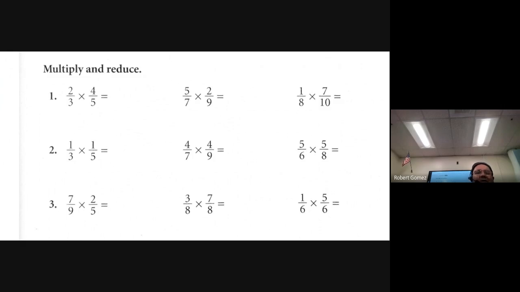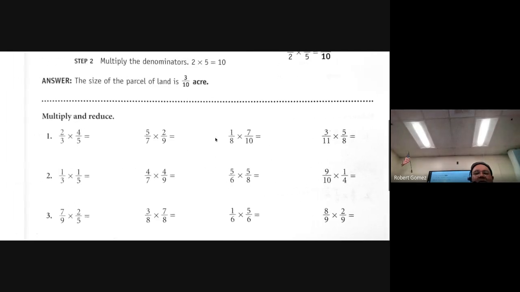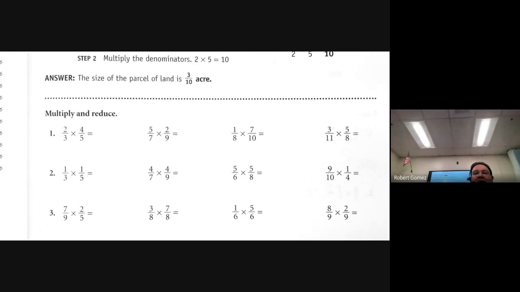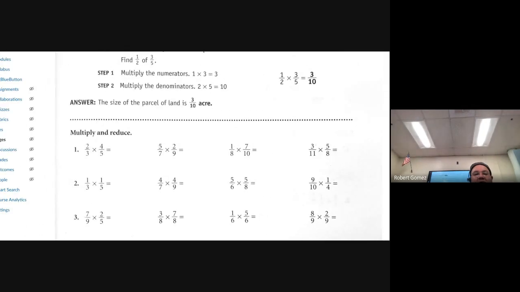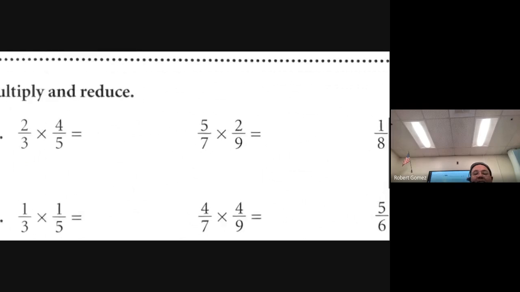Yeah. Okay. So this is what we're gonna do, guys. We're gonna work it out. So remember, you multiply the top by the top, bottom by the bottom, and try to reduce. We're gonna do this first row. I'm gonna do the first one with you, and then I want you to do the last three.